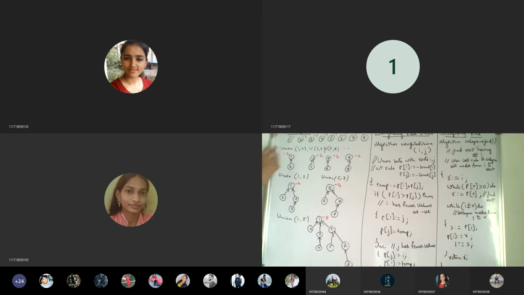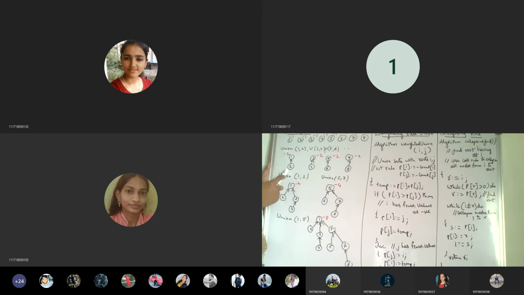What does the weighing rule say? Whichever tree has fewer nodes becomes the child of the other tree. But when we see nodes 1 and 2, here is only 1 and here is only 1, so we can make either one the child: either 2 will be the child of 1 or 1 will be the child of 2, because both weights are the same. So here, when I combine 1 comma 2, 1 is the parent and 2 is the child.